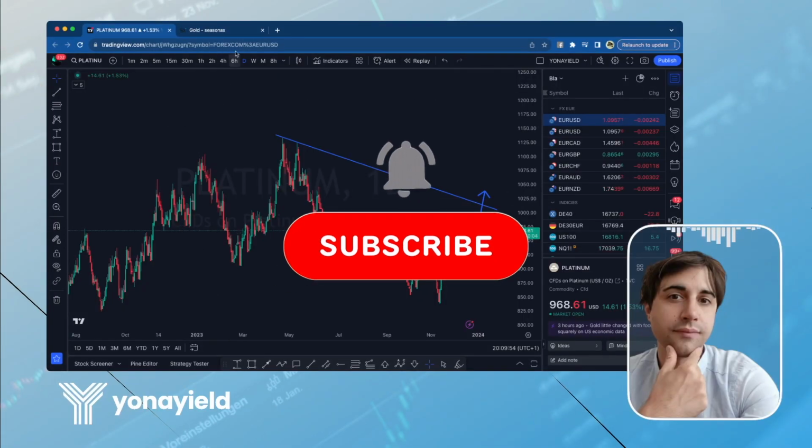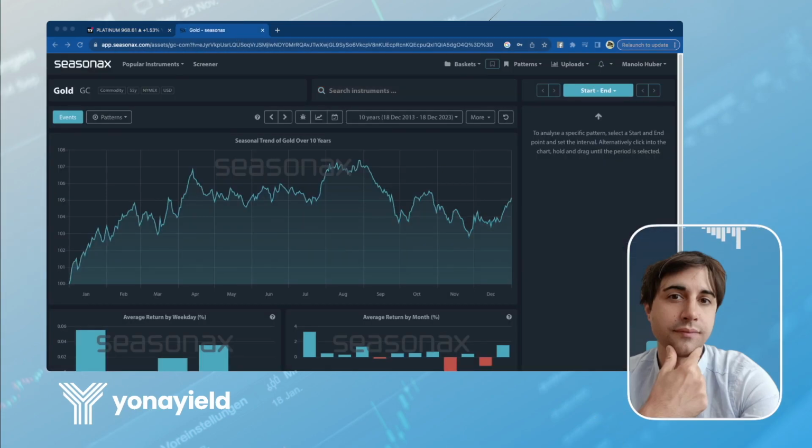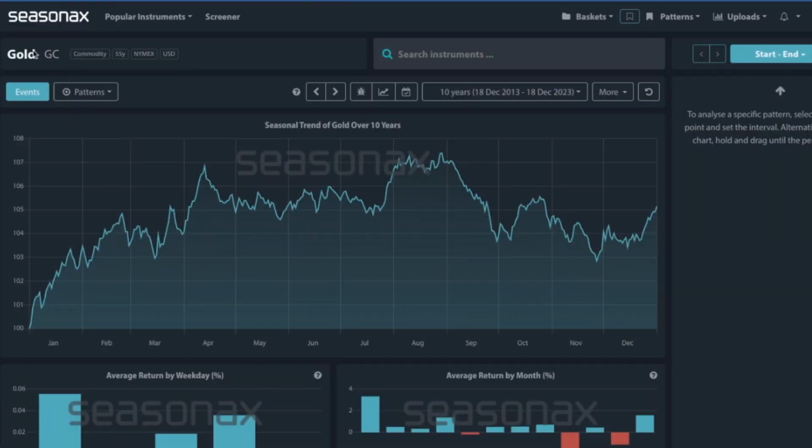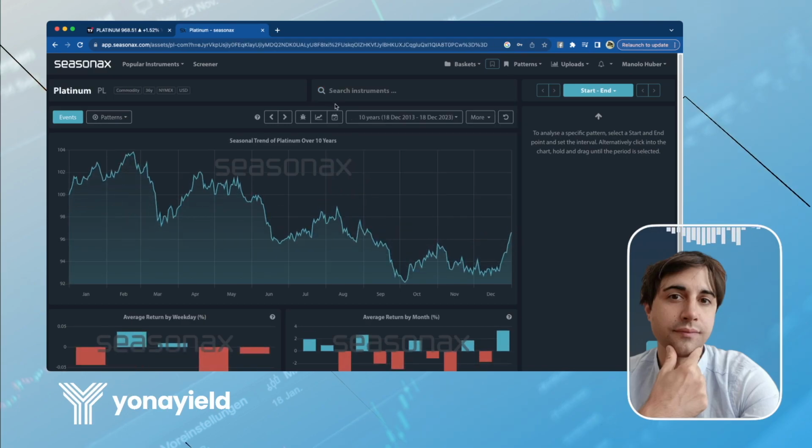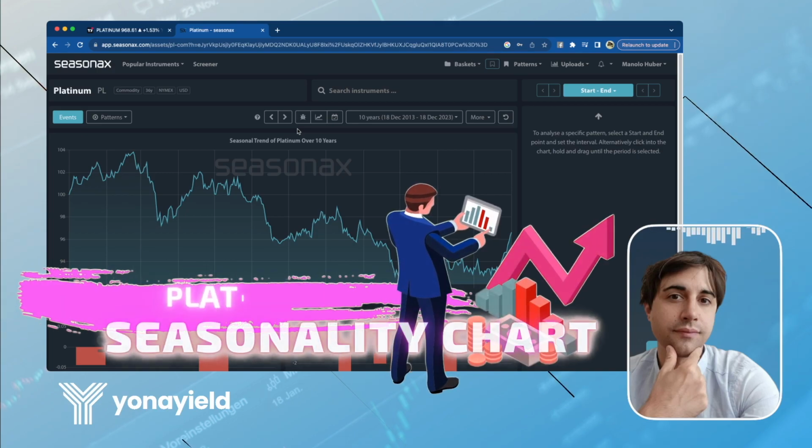Okay guys, the first thing we want to look at is actually the seasonality. I have opened this right here. This at the moment is open for gold, but we want to look at platinum first of all. So let's open it up. Very interesting here guys, this website is Seasonality, and this will show us some seasonal trends or patterns that occur in the market.